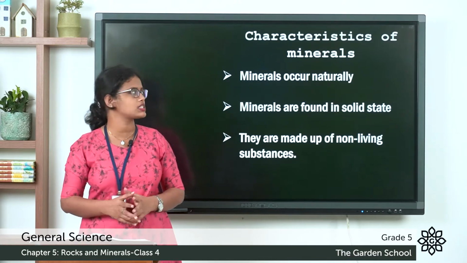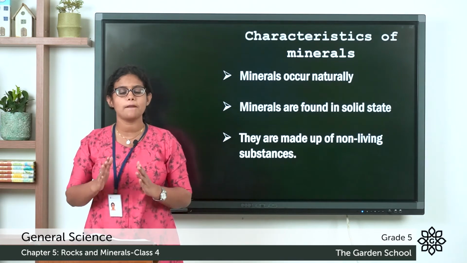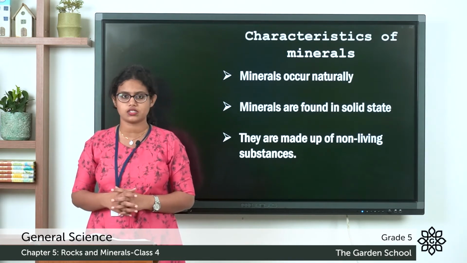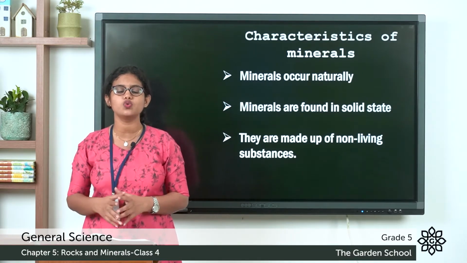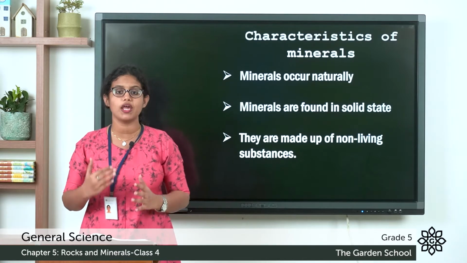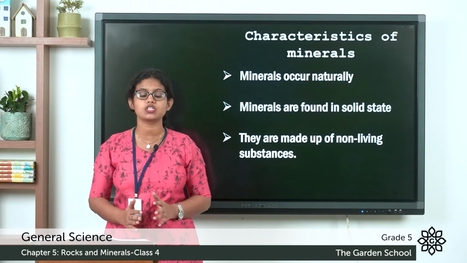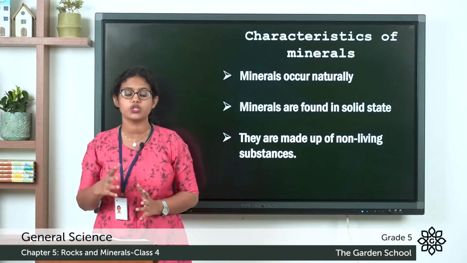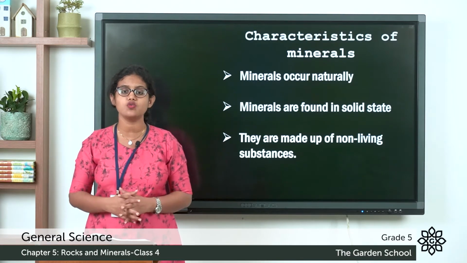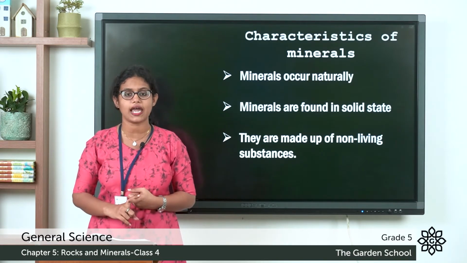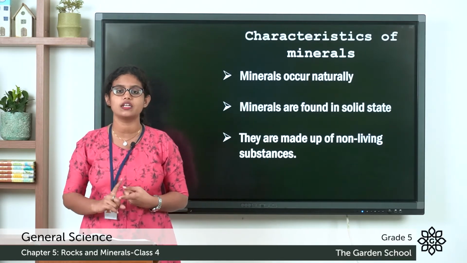The first one is minerals occur naturally. As we discussed, minerals are natural substances which are found in nature and they occur due to natural processes. So minerals are natural substances, which means they are not made by human beings, they are not man-made. They are natural. They are found in nature. So the first characteristic or feature of minerals is that they occur naturally.